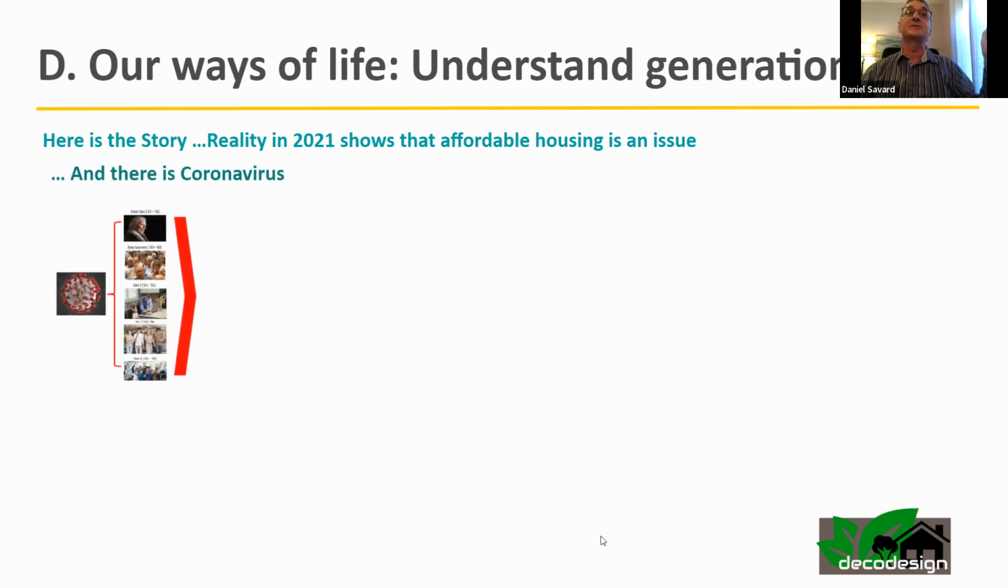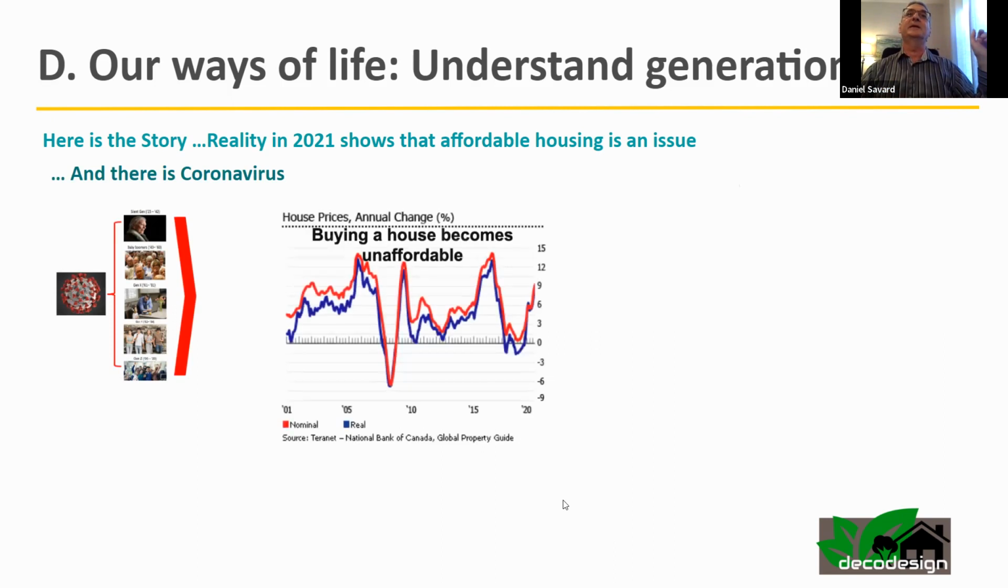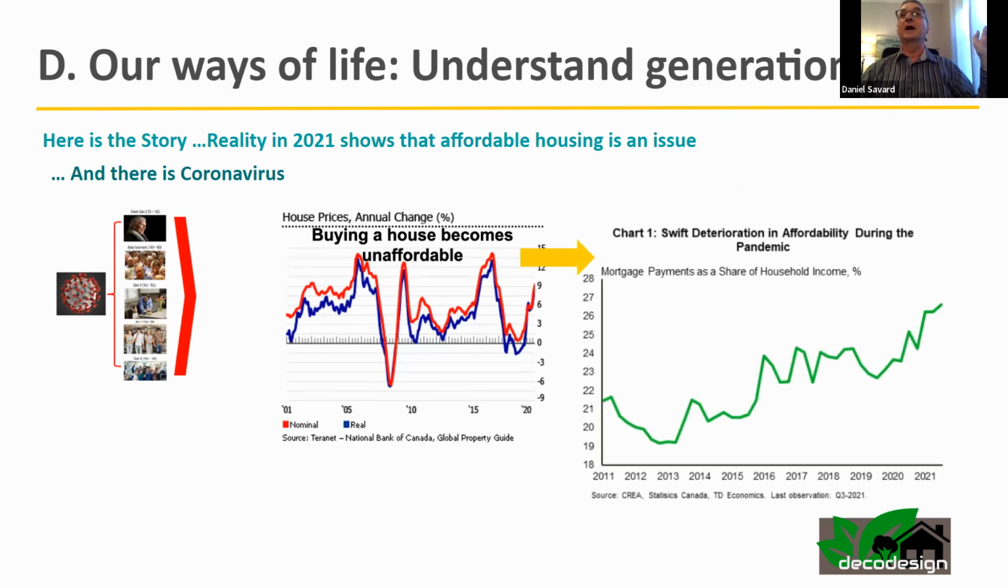The first thing that we have to consider, of course, is going to be the pandemic. Okay, what did the pandemic create? Well, CMHC was telling us that buying a house becomes unaffordable, and what also happened is there was a deterioration in affordability during the pandemic to a point where you've seen across Canada at least a 65% increase in the assessment of houses between 2002 and 2021.